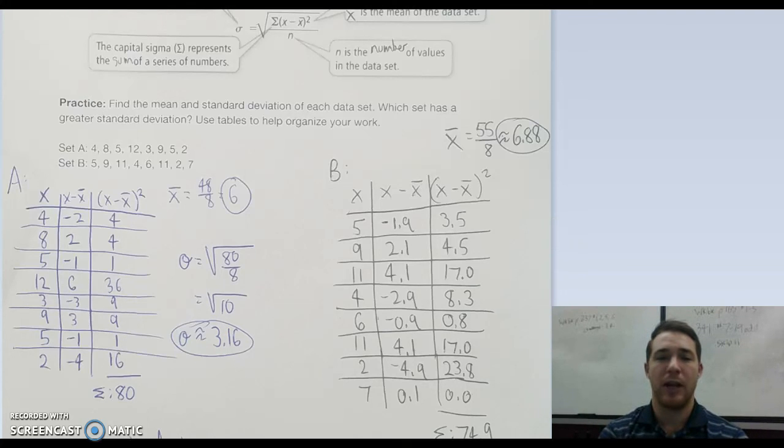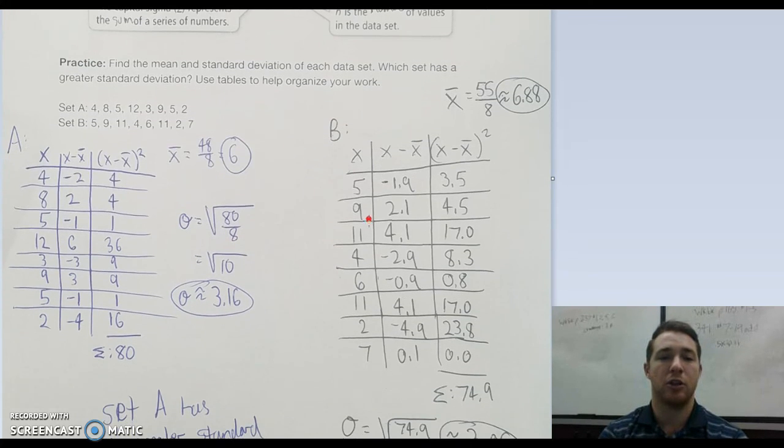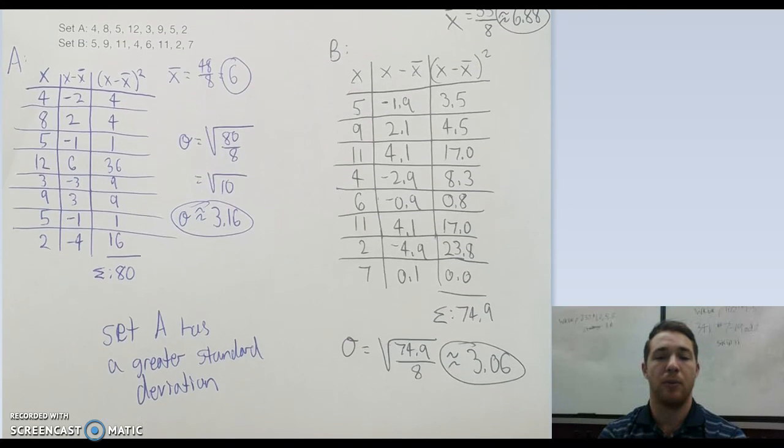I'm going to skip the steps for set B because it should be about the same. One thing you will notice is that if you do have a decimal for your average, it's going to make your table a little bit more complicated. You're going to have to do some rounding. You're not going to have nice even numbers that you can square like we did in set A. Although if you use some estimation, I think we eventually get a standard deviation of 3.06.